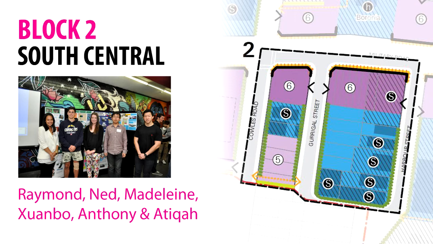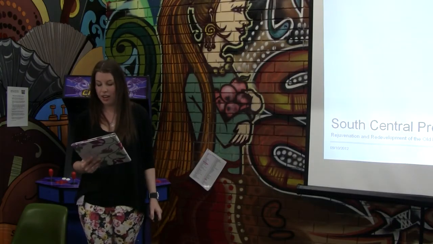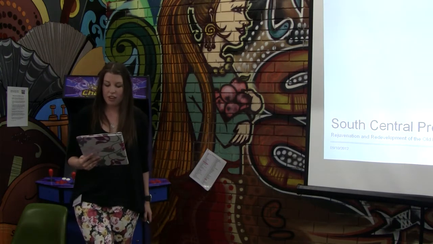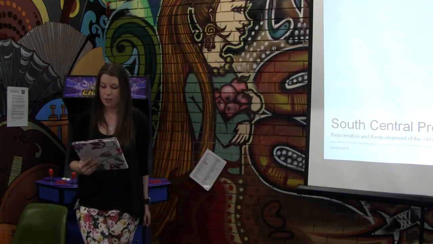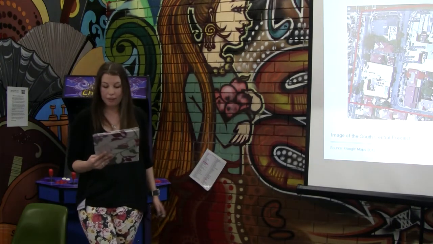Hi everyone, I represent Group 2 and the other members are Atika, Ray, Anthony, Gary and Ned. We were given the South Central Precinct, which is bordered between Cowles Road and Harbour Street, with Military Road linking its northern boundary. The precinct is roughly 15,000 square metres, with the precinct highlighted here.